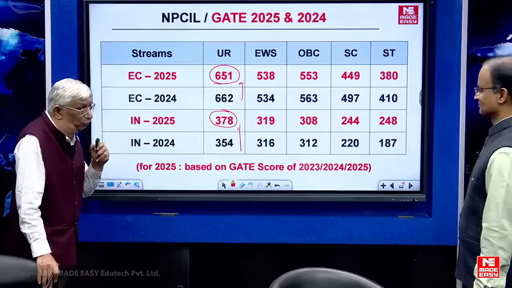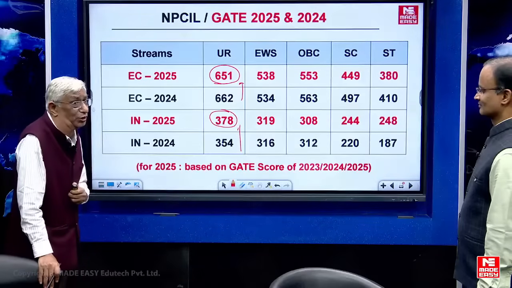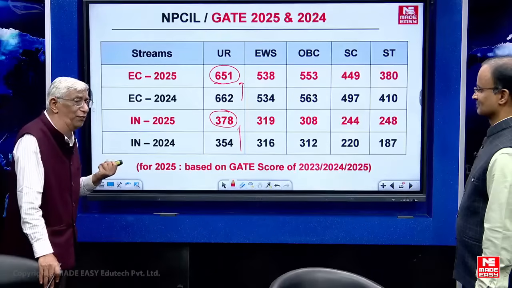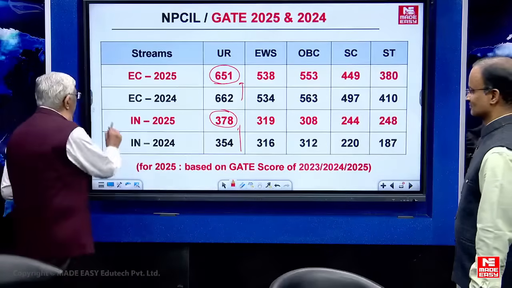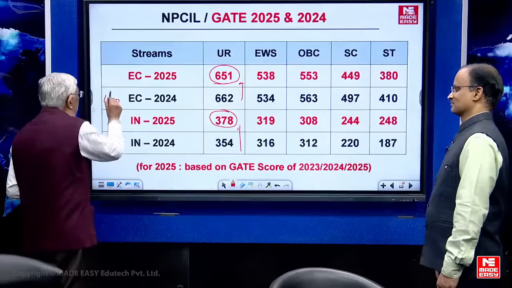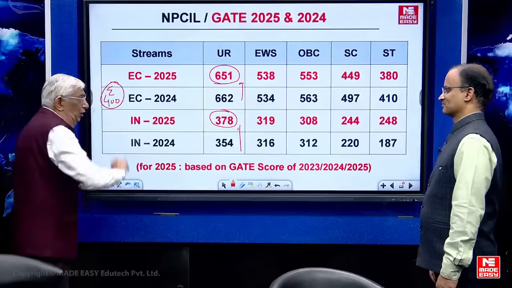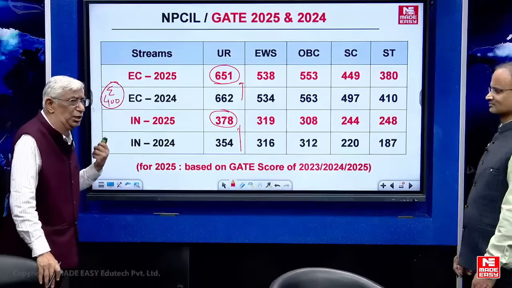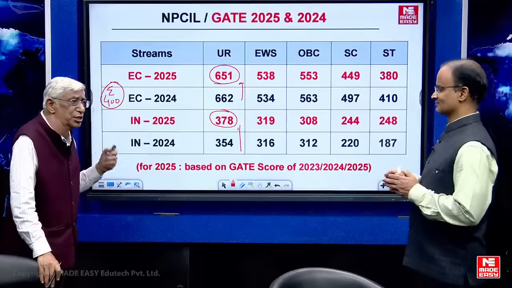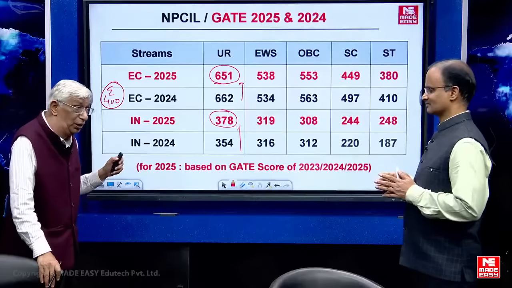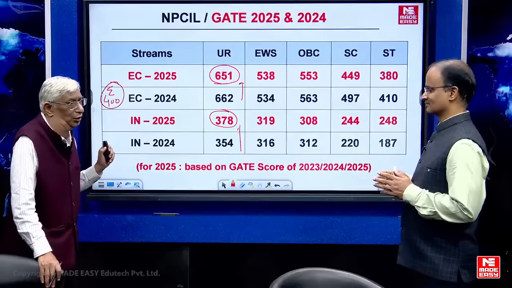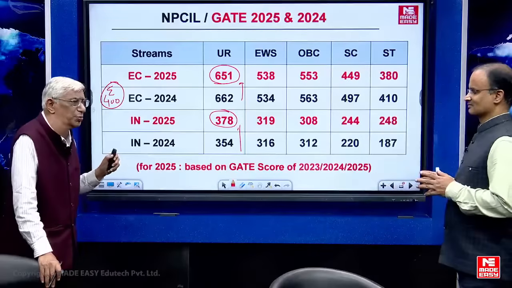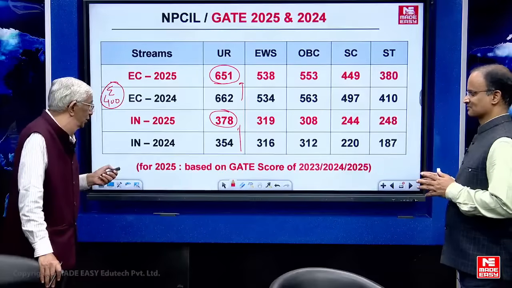For your interest, the total number of vacancies in NPCIL every year is approximately 400. A very big figure. All branches put together, which means EE, EC, IN, CE, ME, chemical, all branches put together. The total number of vacancies every year is 400, plus or minus 500. That's it.